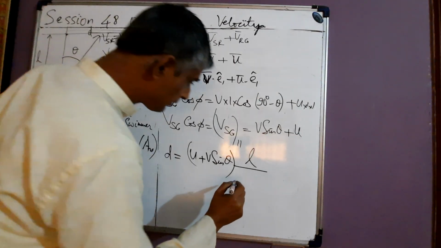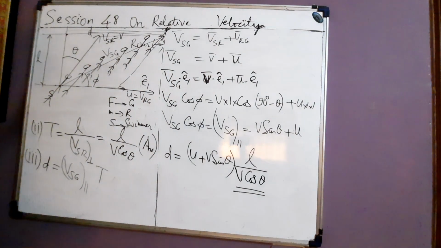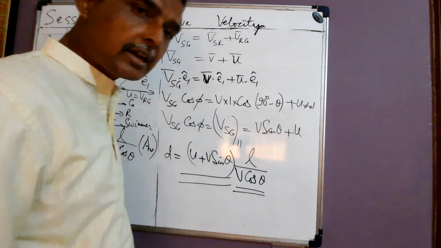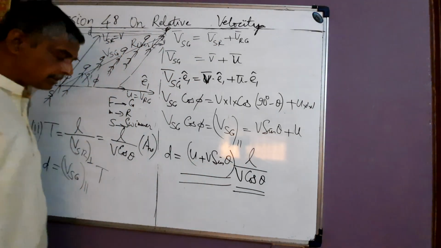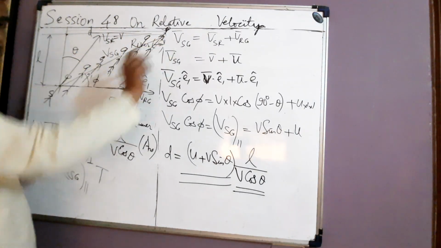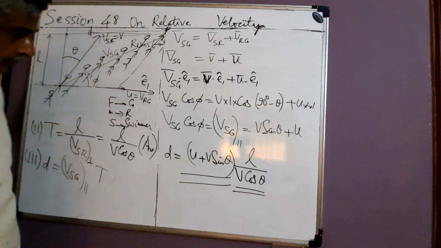So this becomes L by V cos theta, alright? This is the drift of the swimmer while crossing the river: U plus V sin theta into L by V cos theta. Okay. So all the three things have been found out, fully determined.